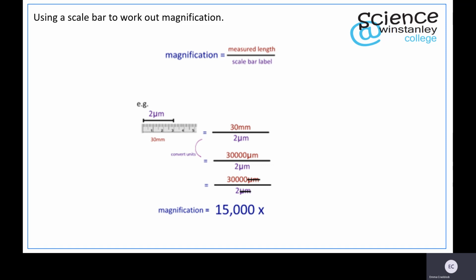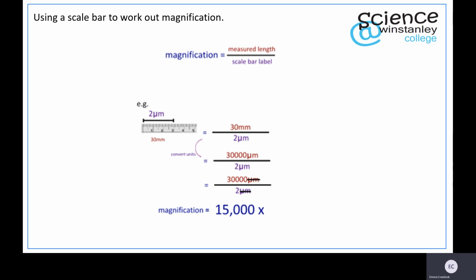So you're working out your magnification. You have your measured length, which you've worked out as 30 millimeters, and your scale bar label is 2 micrometers. So you need to convert millimeters into micrometers for this equation to work. So you would times that by 1,000, so it becomes 30,000 divided by 2.